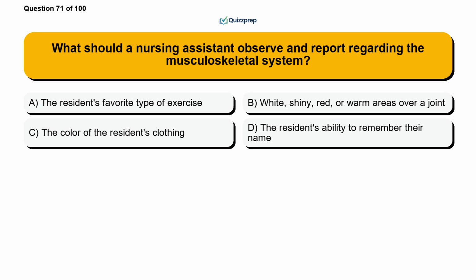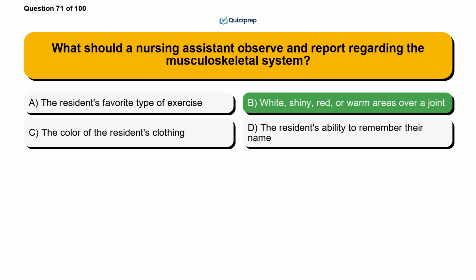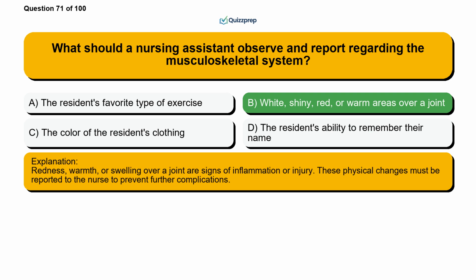Question 71. What should a nursing assistant observe and report regarding the musculoskeletal system? Option A, the resident's favorite type of exercise. Option B, white, shiny, red, or warm areas over a joint. Option C, the color of the resident's clothing. Option D, the resident's ability to remember their name. The correct answer is option B, white, shiny, red, or warm areas over a joint. Redness, warmth, or swelling over a joint are signs of inflammation or injury. These physical changes must be reported to the nurse to prevent further complications.